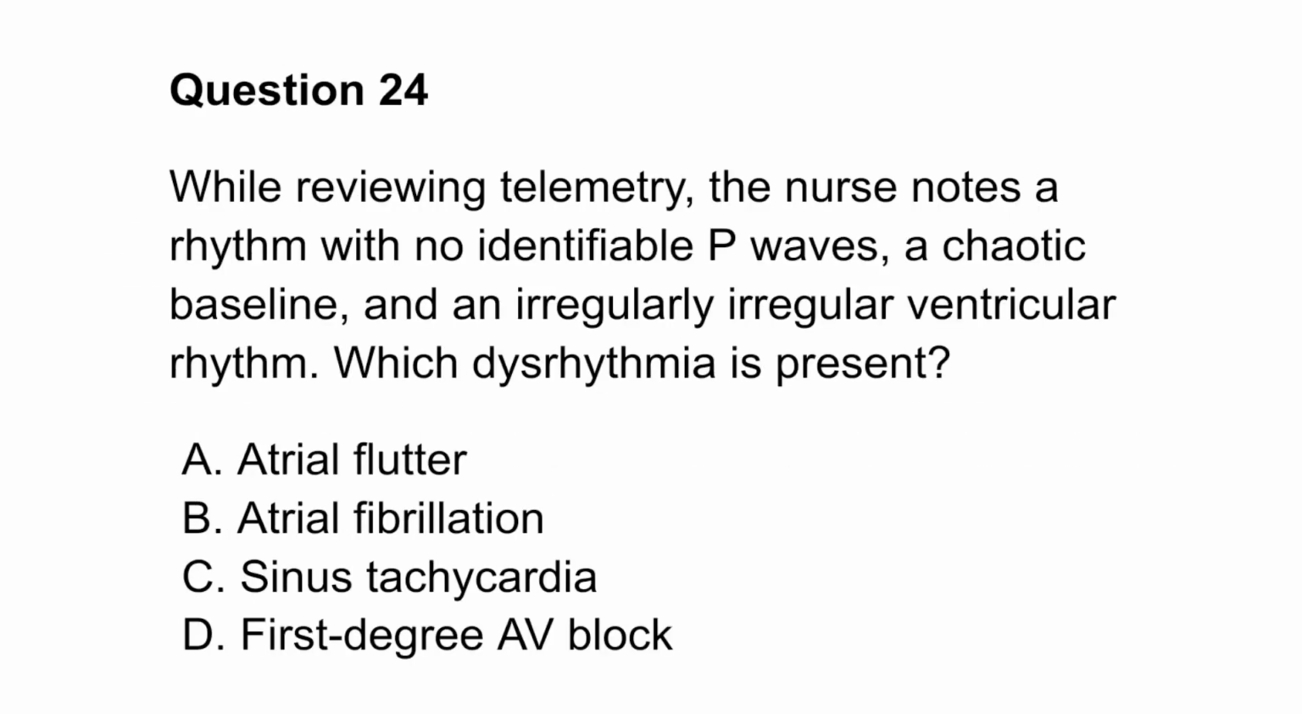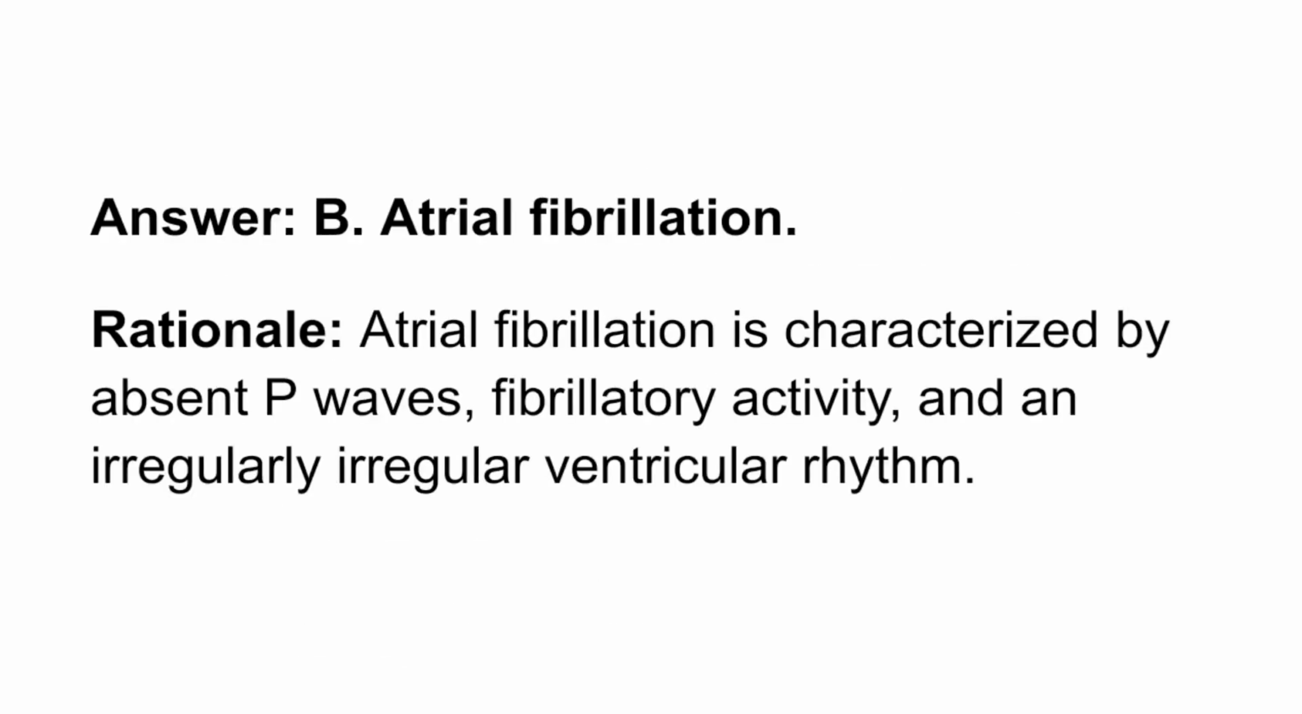Question 24. While reviewing telemetry, the nurse notes a rhythm with no identifiable P waves, a chaotic baseline, and an irregular ventricular rhythm. Which dysrhythmia is present? A. Atrial flutter. B. Atrial fibrillation. C. Sinus tachycardia. D. First-degree AV block. Answer: B. Atrial fibrillation. Rationale: Atrial fibrillation is characterized by absent P waves, fibrillatory activity, and an irregular ventricular rhythm.